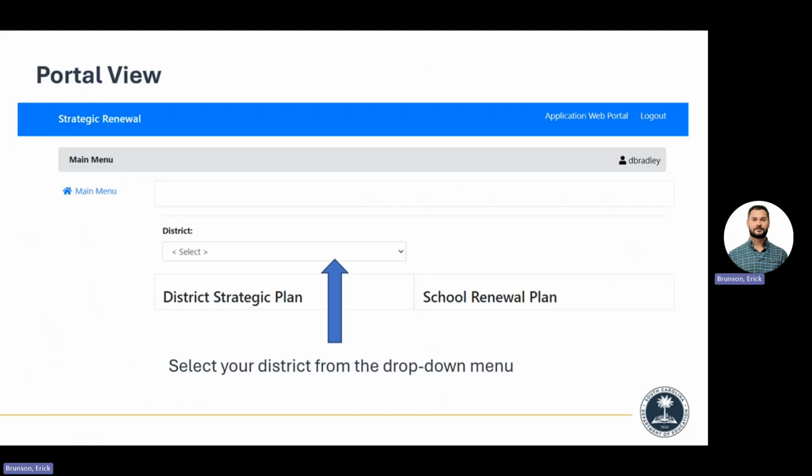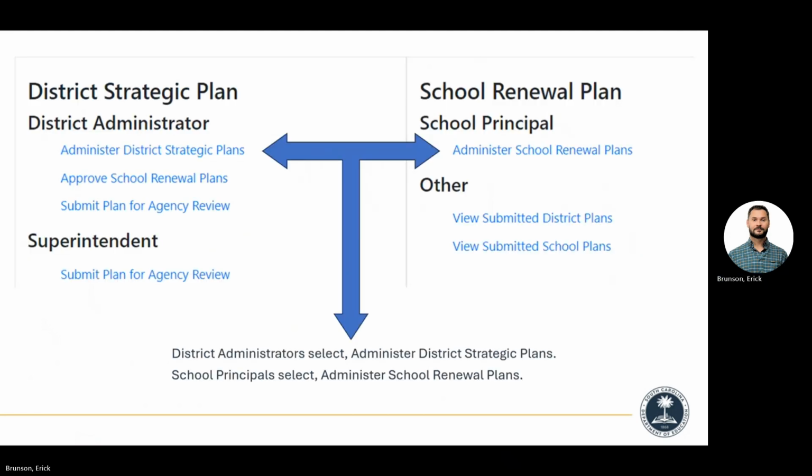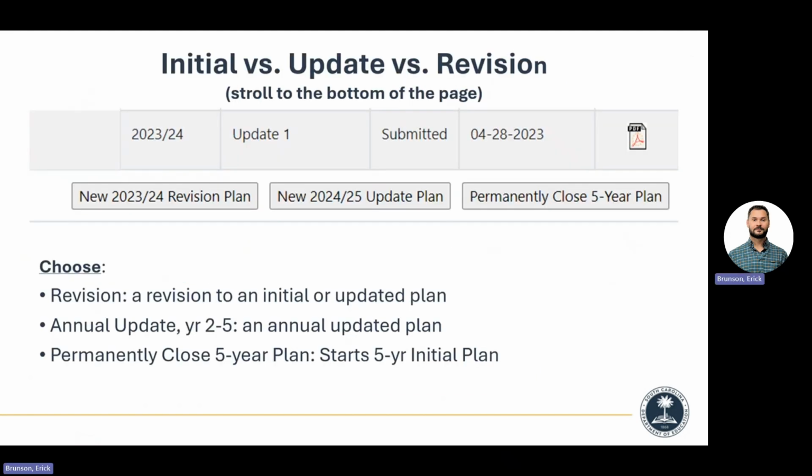And that will bring you to this portion where you're gonna use the drop down menu and select your district. So we have two sets. We have the district side and then we have the school side. So depending on where you are or where you're located, that depends on what you see. Either way, if you're a district or a school, I need you to click on that first one that says administer district strategic plan or administer school renewal plan. So that brings us to this page.